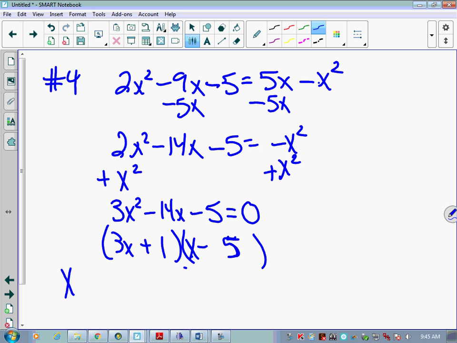So now I need to find the solutions. I'm going to take 3x plus 1 and set it equal to 0, right? What do I do with the 1? Subtract it. So I get 3x equals negative 1. What do I do with the 3? Divide it. So I get negative 1 divided by 3. So x equals negative 1/3. What else does x equal? 5. So my two answers are negative 1/3 and 5.